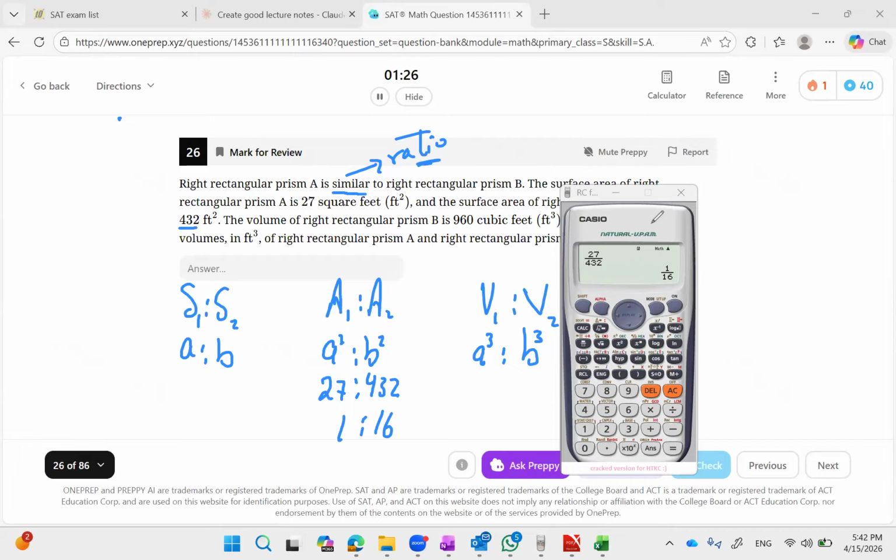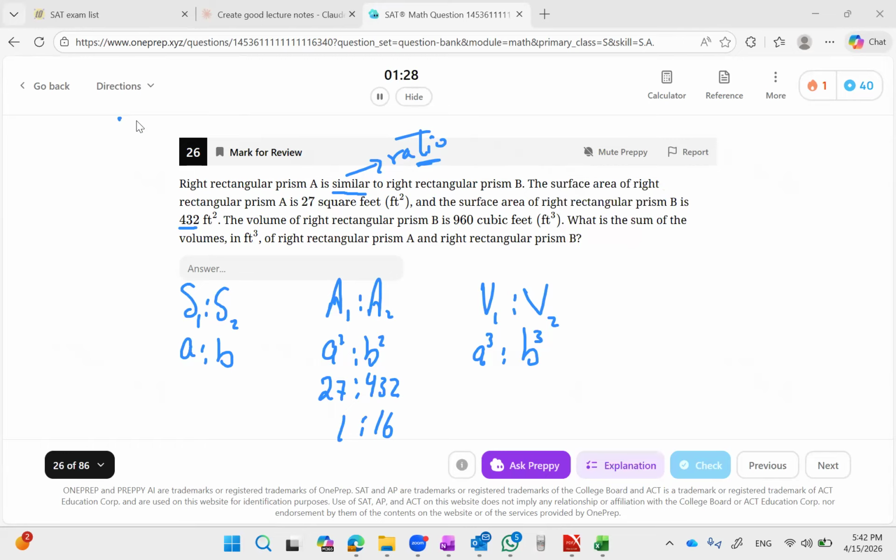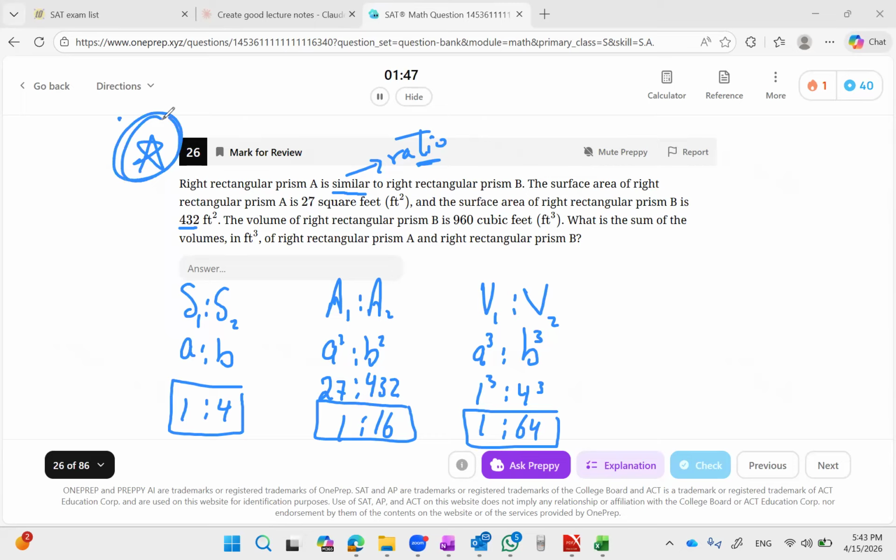Can I figure out what is the ratio between the sides now? 1 to 4, the square root. In this use case, the square root. And the volume ratio is 1 to 4 power 3, which is 1 over 64. So I got all the ratios of the shape. Again, this is very important to understand: the ratio between the sides is not the same as the ratio between the areas, and it's not the same as the ratio between the volumes. If the ratio between the sides is 1 to 4, then between the areas it is 1 to 16 and between the volumes it is 1 to 64.